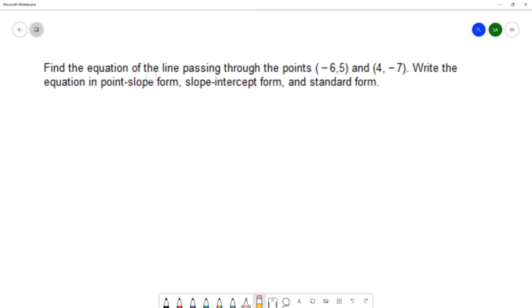Find the equation of the line passing through the points (-6, 5) and (4, -7). Write the equation in point-slope form, slope-intercept form, and standard form.